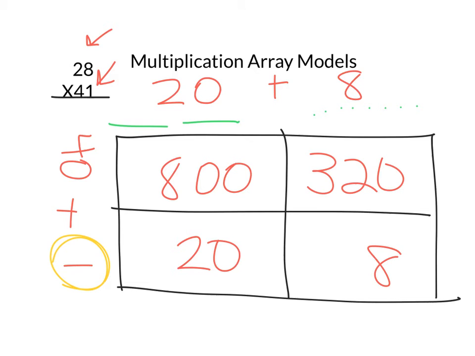What was your product? What was your final product, Moses? It is 1,148. Beautiful. It's 1,148. Yay.